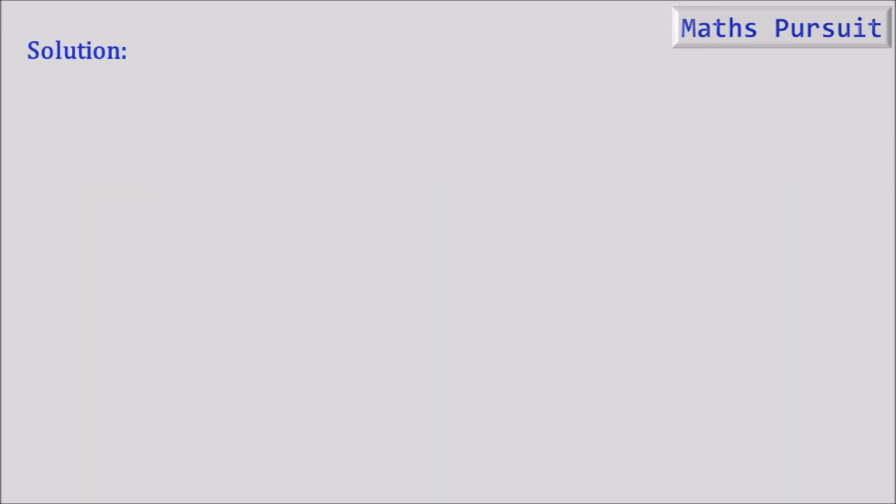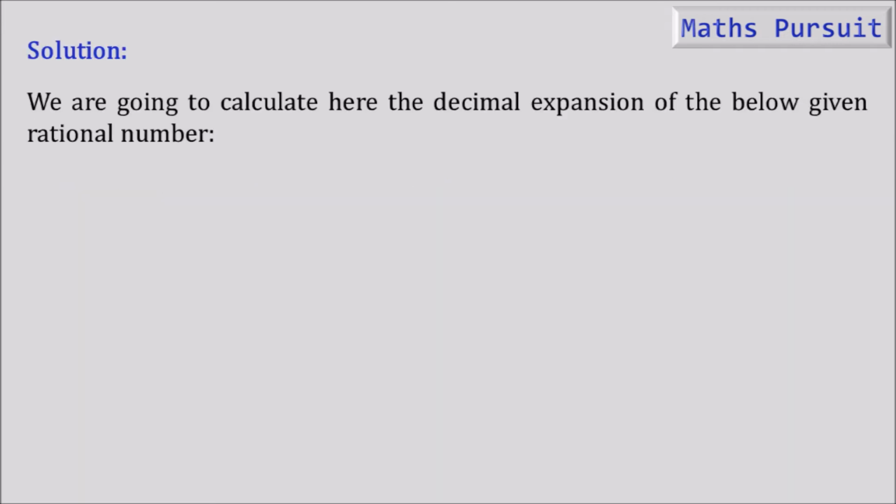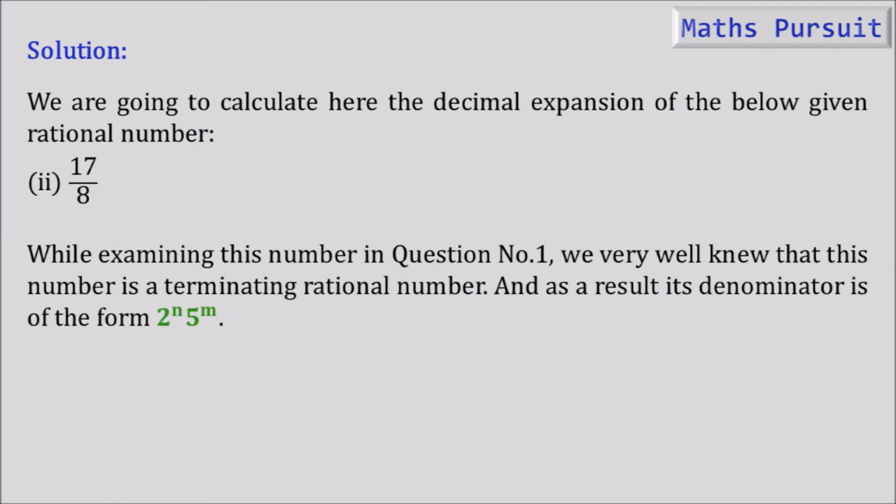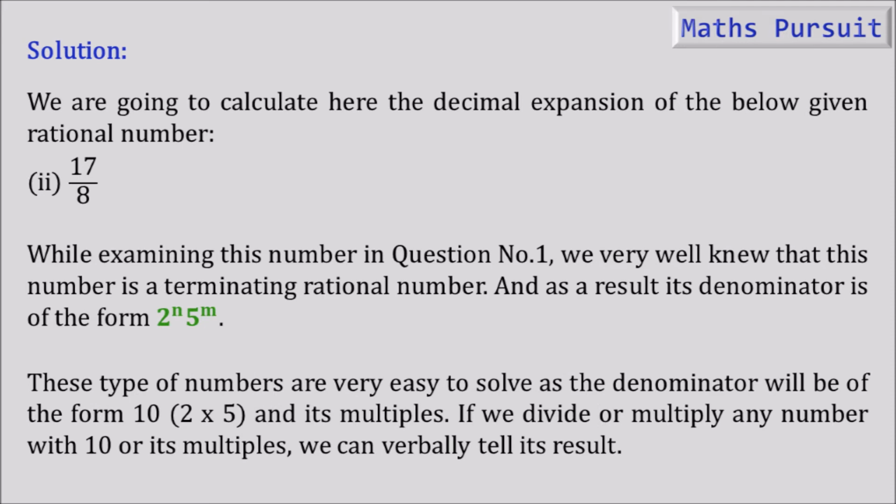So coming to the solution, we are going to calculate the decimal expansion of the given rational number, and the number is 17 by 8. Guys, while examining this number in question number 1, we very well knew that this is a terminating rational number, and as a result, the denominator is of the form 2 to the power n and 5 to the power m. So definitely this denominator is of the form 2 to the power n and 5 to the power m. Now this type of number is very easy to solve, as the denominator will be of the form 10, that means 2 into 5 and its multiples.